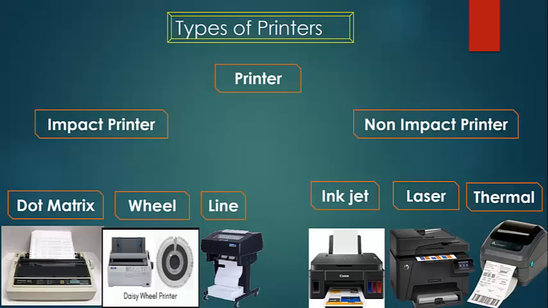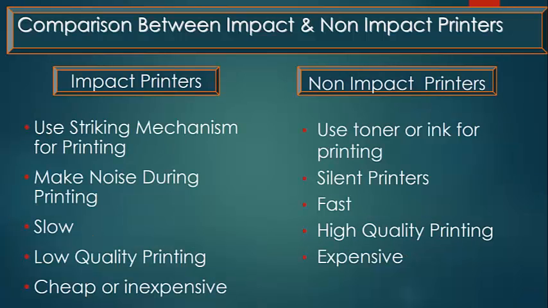There are 2 main types of printers. One is impact and the other is the non-impact printer. Examples of impact printers are dot matrix, daisy wheel and line printers. Examples of non-impact printers are inkjet, laser and thermal printers. Students, let's compare both main types of printers.